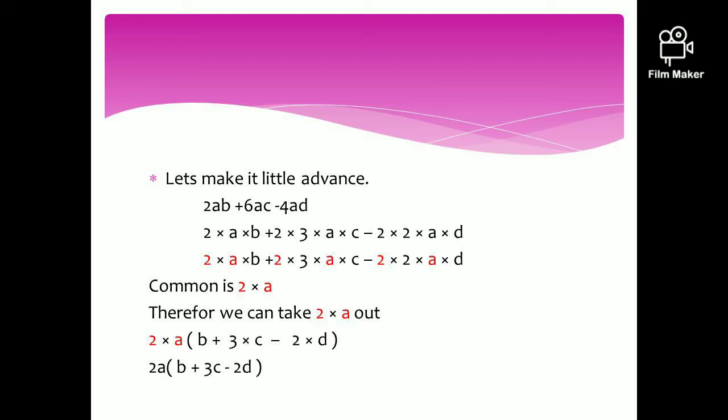Let's make this question a little bit advanced. The question is to factorize 2ab plus 6ac minus 4ad. If you expand 2ab, the answer is 2 into a into b, plus 6ac expansion is 2 into 3 into a into c, minus 4ad expansion is minus 2 into 2 into a into d. Then if you consider the common terms, you can understand that 2a is common to all 3 terms. When you take out the common terms, you have to consider the terms common to all 3 terms at once. Then if you take 2a out, the remaining terms inside the bracket would be b plus 3c minus 2d. Therefore, you can understand how to work out the final answer.